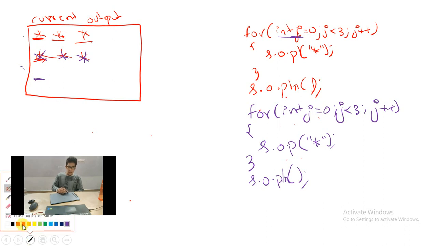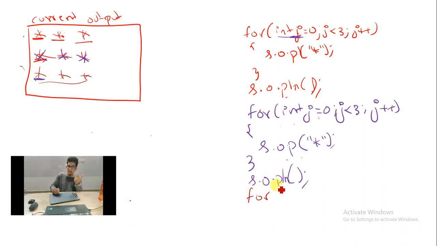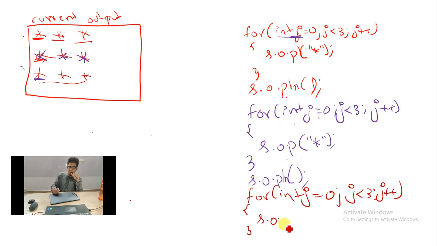Now you want again 3 stars here, right? If you want 3 stars, there is already a code. The code is like this: for loop, int j should start from 0, j is less than 3, j plus plus. This is for the blue color here, brown color. So here you will tell System.out.print star.